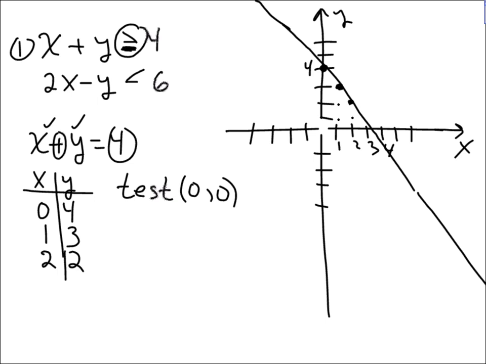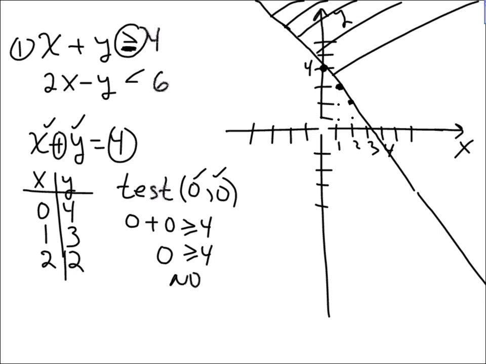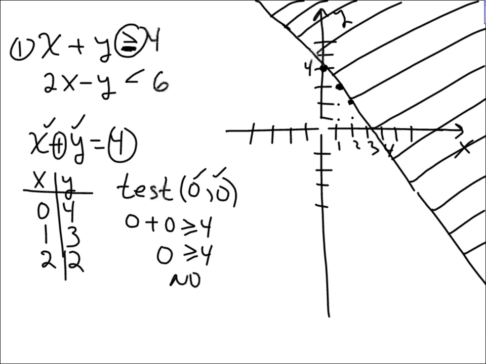Okay, so x plus y is greater than or equal to 4, and x and y is 0. X plus y is greater than or equal to 4. 0 is greater than or equal to 4? Of course it's not. 0 is smaller than 4. So we shade in the half that does not include the origin. Either it's all the points on that side, or it's none of the points on that side. Alright, so that's done for the first inequality.